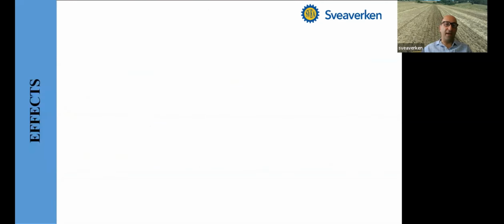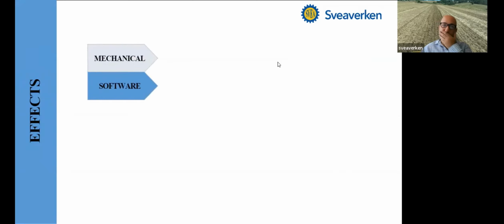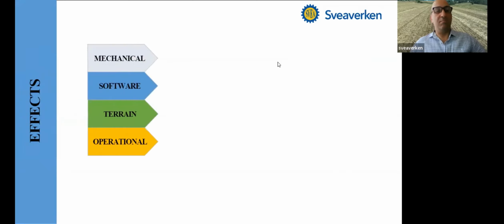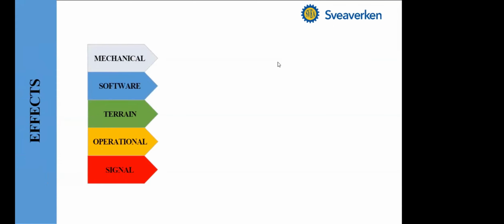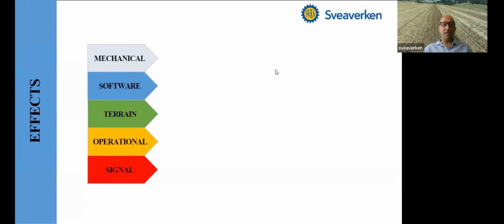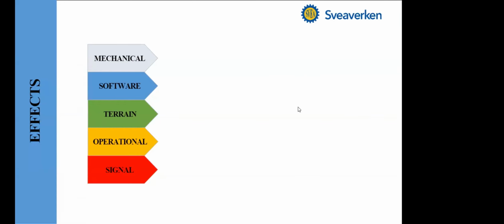So what are the effects? Actually, we have mainly 5, we can inspect these under 5 major groups. The first one is mechanical aspects or effects. The second is software related. The third one is terrain. Of course, operational and signal related effects.